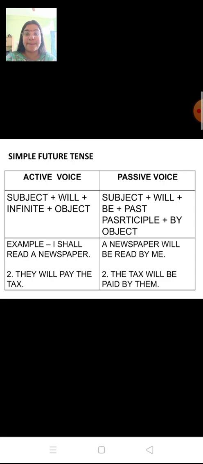The next example is: they will pay the tax. Now, the tax will be paid by them. Hope you understand how to change. It's very simple. Just remember, first change the position of subject and object, then apply the rule, which I'm teaching you right now about the tenses.